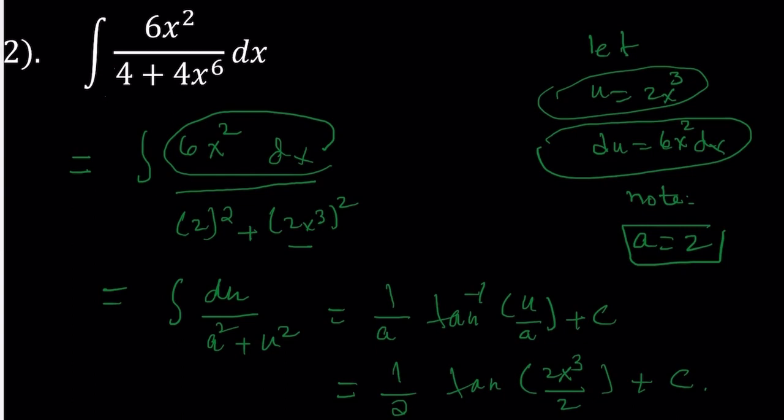Okay, so much for the arctan. We aced that. We know that it's going to be a squared and u squared in the bottom and du on top, and boom, we got the formula. Now let's move on to problem number 3. Okay, so we did 2. So let's go to 3.